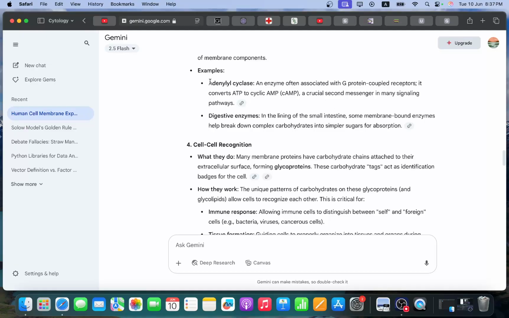Example is adenylyl cyclase, an enzyme often associated with G protein coupled receptors. It converts ATP, a crucial second messenger in many signaling pathways. I don't even want to. Digestive enzymes in the lining of the small intestine: some membrane bound enzymes help break down complex carbohydrates into simpler sugars for absorption. Okay.